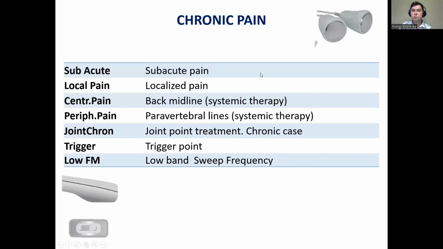Also, if we try to group the presets around chronic pain, I already saw a question about old scars. Maybe this is related to chronic pain, but don't worry, we will address these questions at the end of this webinar. These presets are great for chronic pain: subacute, local pain, central pain, peripheral pain, chronic joint, trigger, and low frequency modulation.